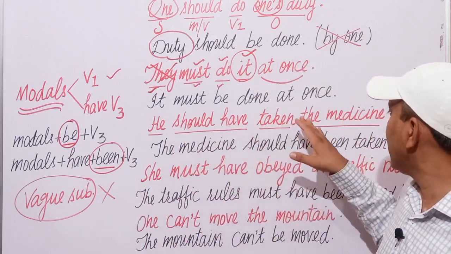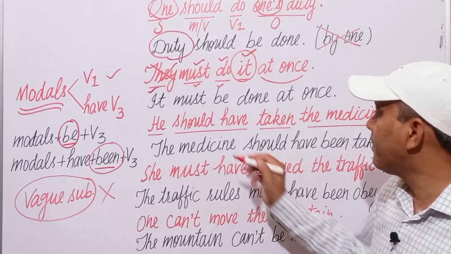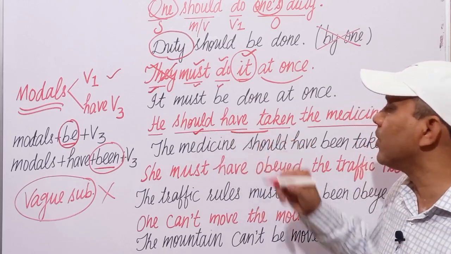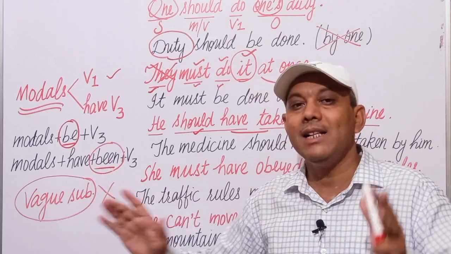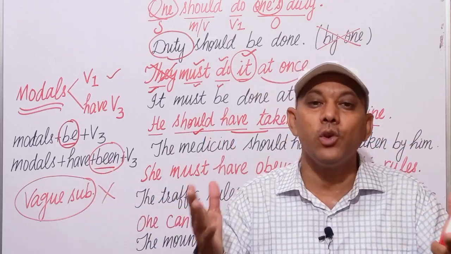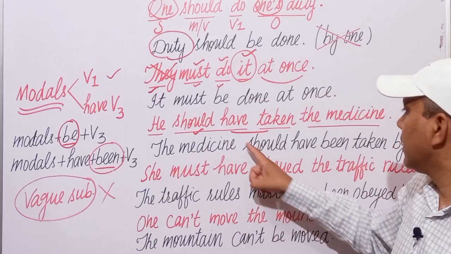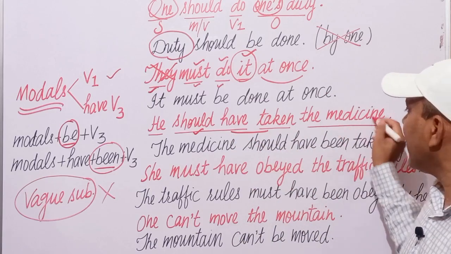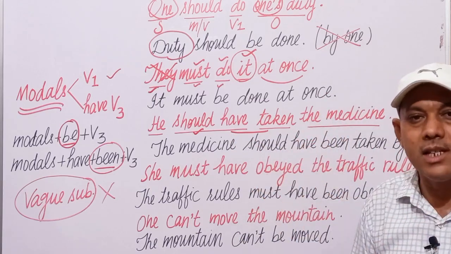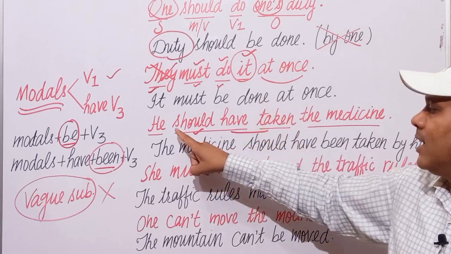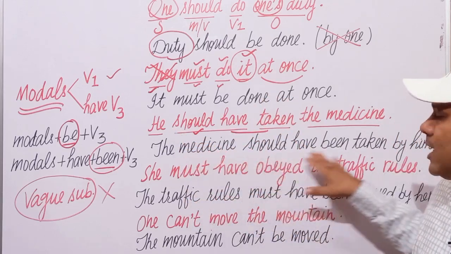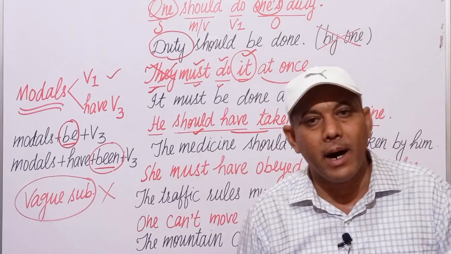He should have taken the medicine. For example, modal verb plus have plus V3 is there. We have to add been while transforming them into passive form. Here, the medicine is the object of this active voice sentence. The medicine should have been taken by him.